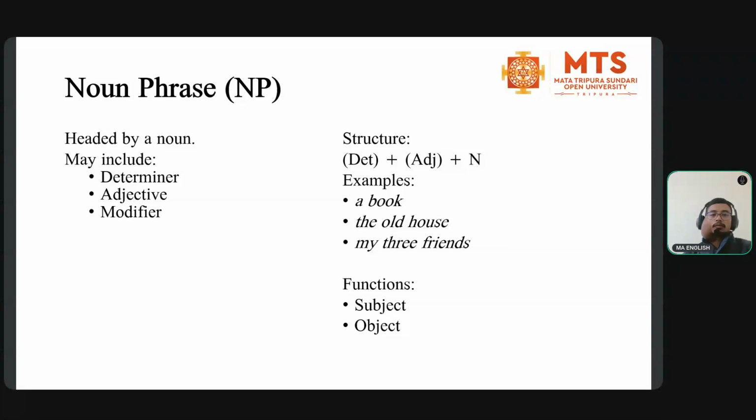An adjective or modifier, the noun, the main head, right? The basic structure of a noun phrase is determiner plus adjective plus noun, something like that. So examples are here. This is the structure. For example, a book, the old house, my three friends.